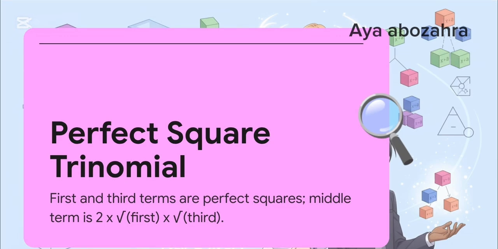It's a simple checklist. Question 1, is the first term a perfect square? Question 2, is the last term a perfect square? And the final check, is that middle term exactly 2 times the square roots of those other two? If you can answer yes to all 3, you've found a major shortcut.